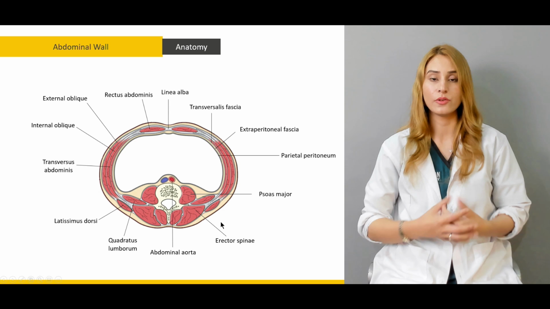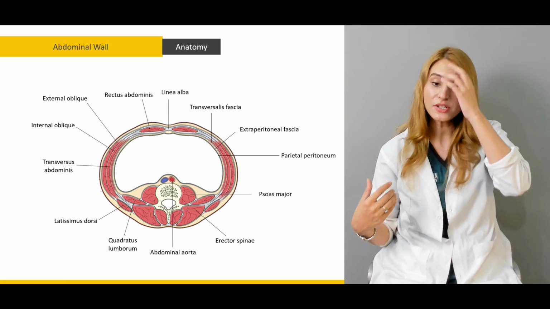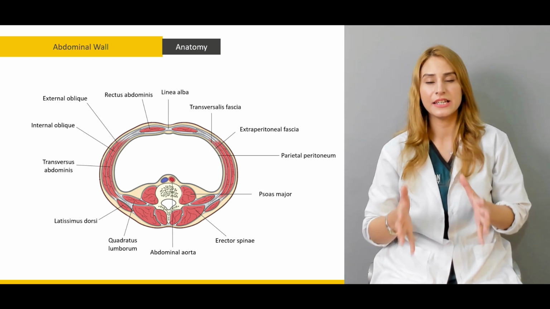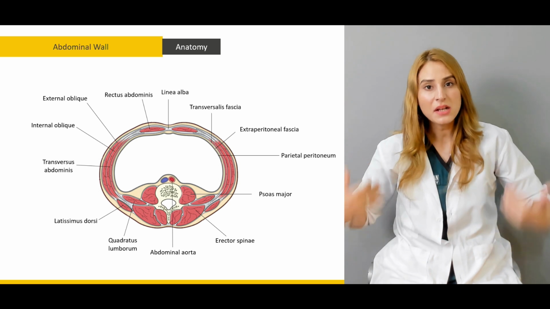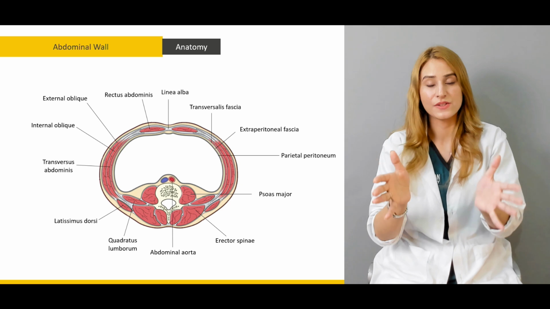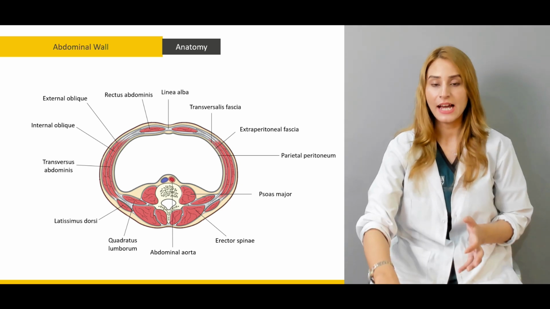These structures, which are the latissimus dorsi, quadratus lumborum, erector spinae, and psoas, are the muscles of the posterior abdominal wall. We can say that these are the muscles of the back, especially the erector spinae muscle. These are the muscles of the back, which are just surrounding the vertebral column. So this was about the anatomy of the abdominal wall.